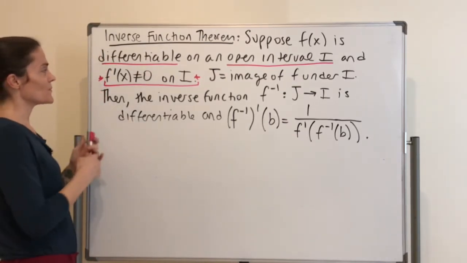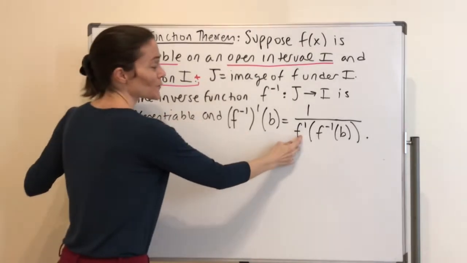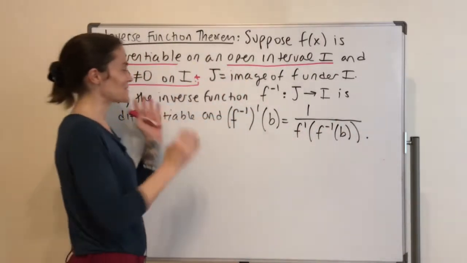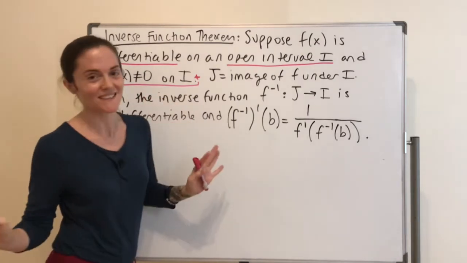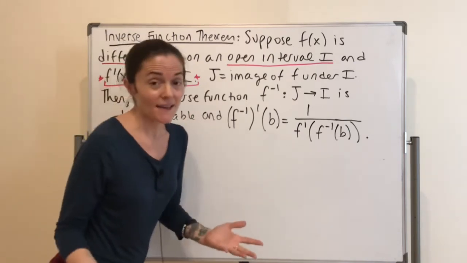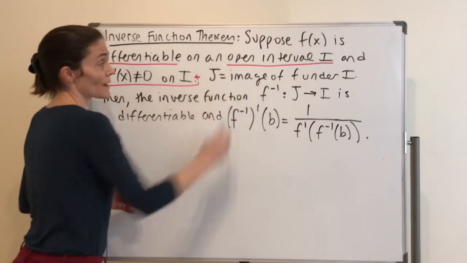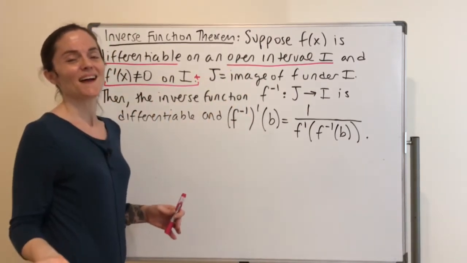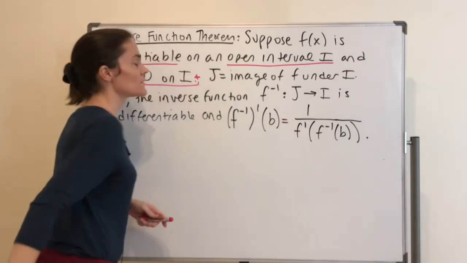But moreover, you need the derivative to not be 0 because we're dividing by the derivative evaluated at something. So this is an important hypothesis, that f prime of x is not equal to 0 on I. And it's something that you need to check, okay? So when you're working an inverse function theorem problem, make sure you write down an open interval I. Make sure that you verify f prime is not 0 on I, and then this is the result.